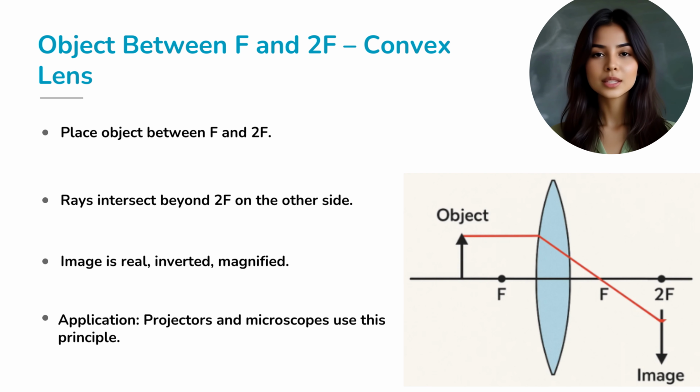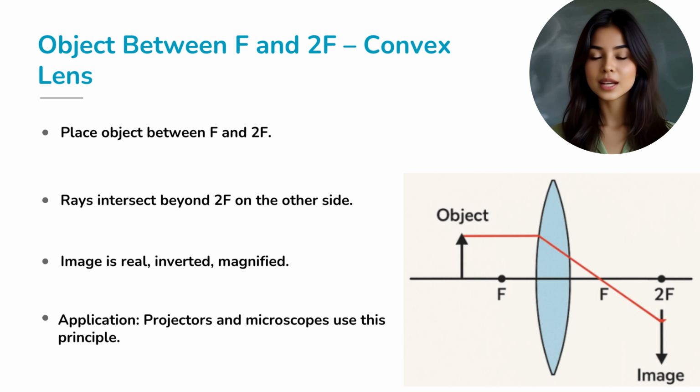Alright students, now let's place the object between the focus f and twice the focal length 2f. This is where the convex lens shows off its real magic. Here's what happens. The rays after passing through the lens converge and meet beyond 2f on the other side. So the image shifts further away from the lens compared to the object's position.